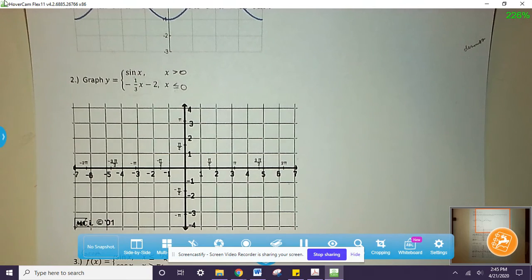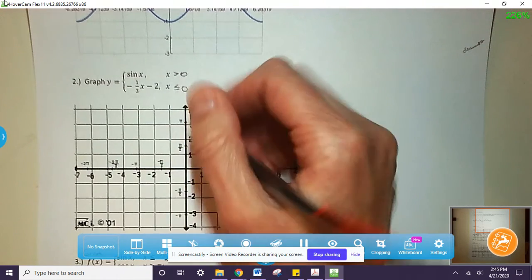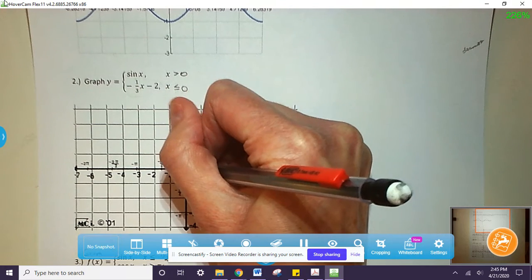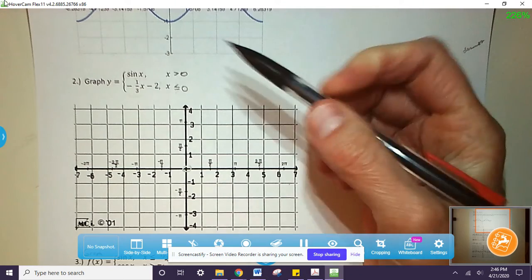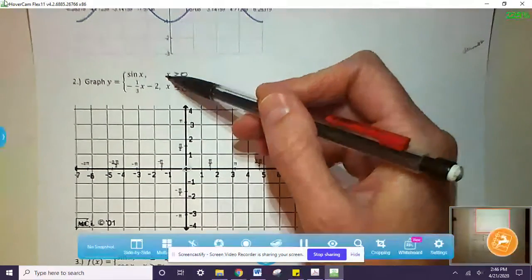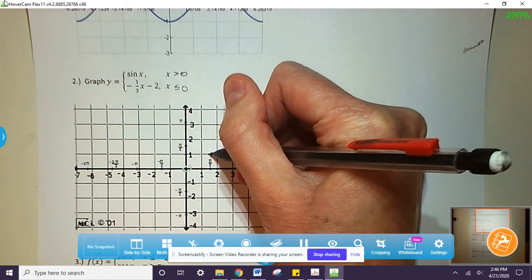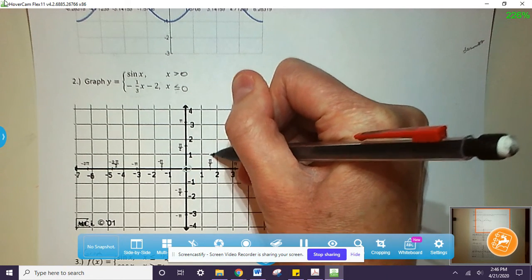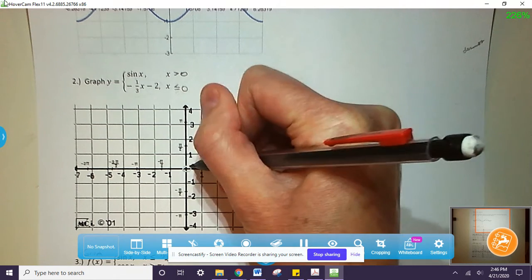And our sine function has usually a y-intercept at 0, 0. And I'm not going to make that a closed circle here. I'm going to make that an open circle because we don't actually want to use sine when x is 0. We only want to use sine when x is greater than 0. And then sine usually goes up to the right, has a max at pi over 2, and then it has an x-intercept at pi. So here's that hill.